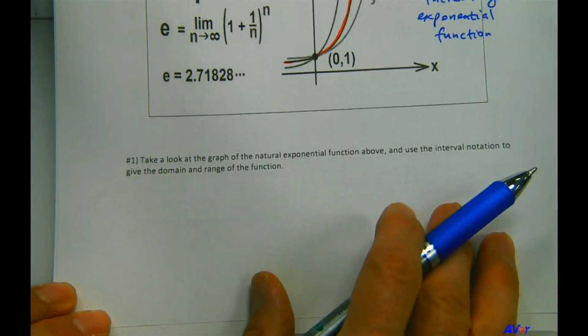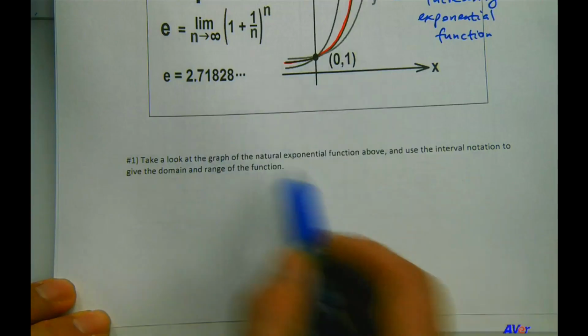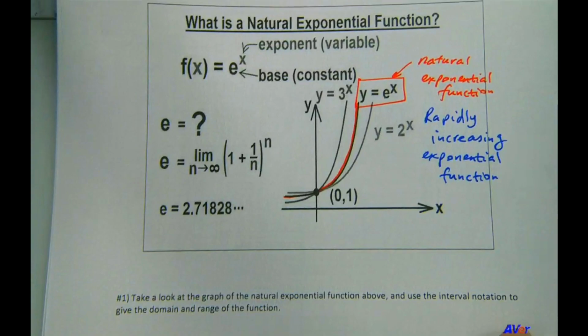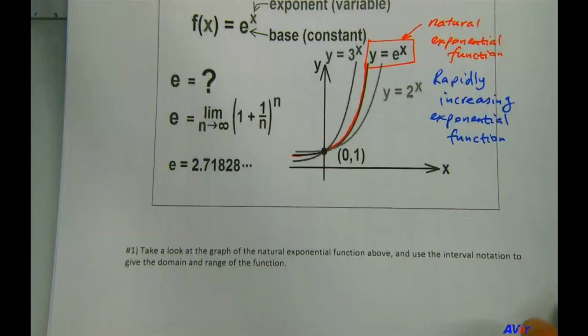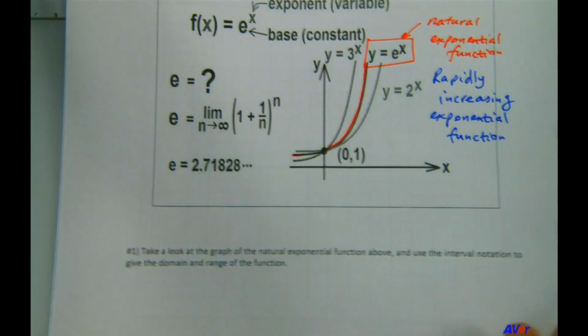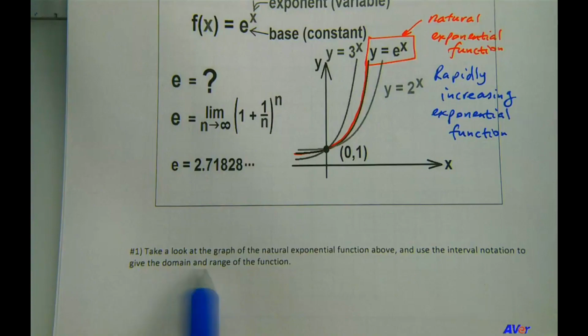So here it says, number 1, exercise for us. It says, take a look at the graph of the natural exponential function above, which we have here. Right? We have it shown in red here. And use the interval notation to give the domain and range of the function.